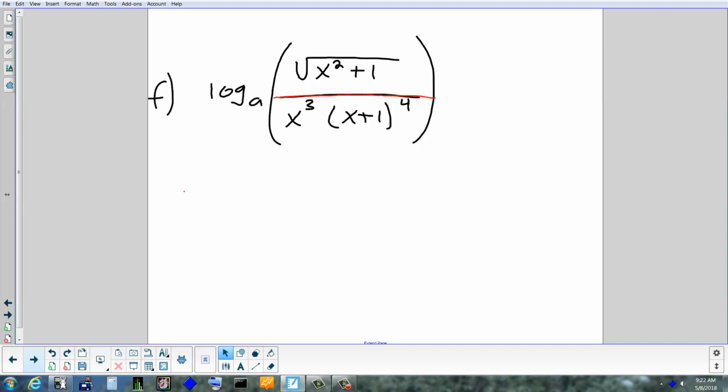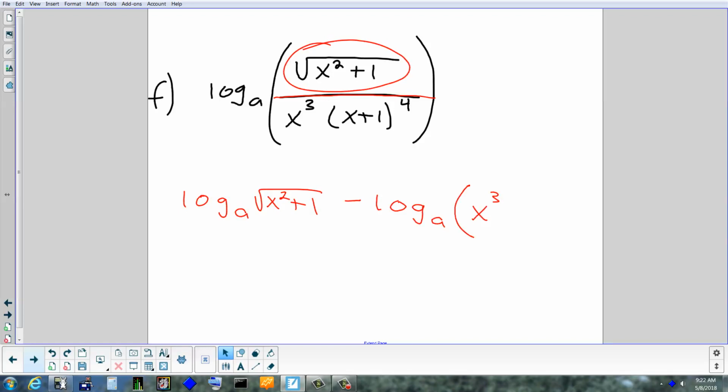So we're going to split it into 2 logs. This time the base is unknown. It's an A. Doesn't matter. Just copy it down. It's going to be a difference. The top is going to be my first argument. So log of the top minus log of the bottom. So it's x cubed times x plus 1 to the 4th.